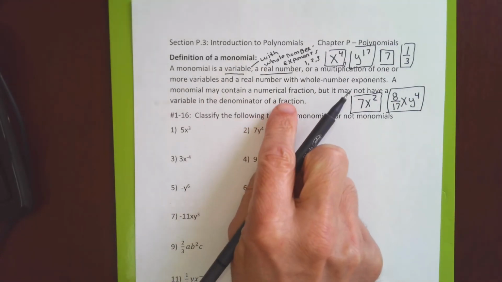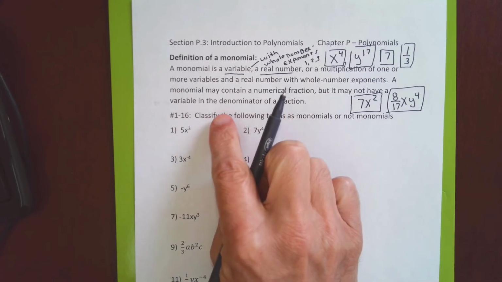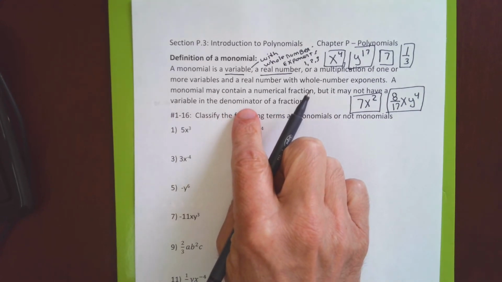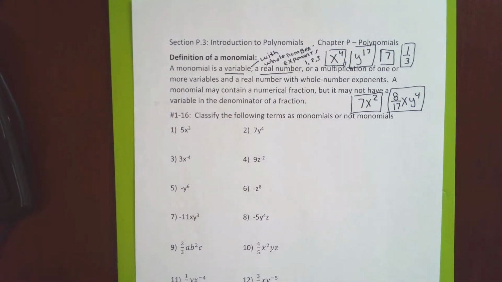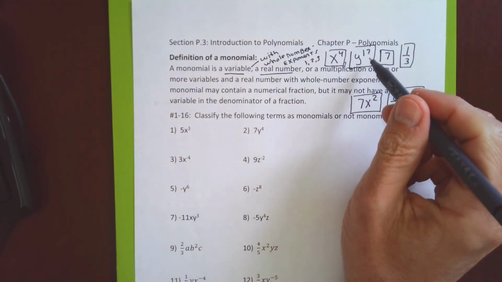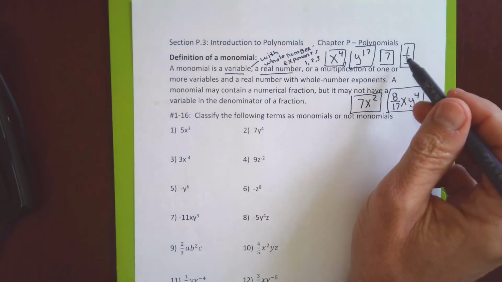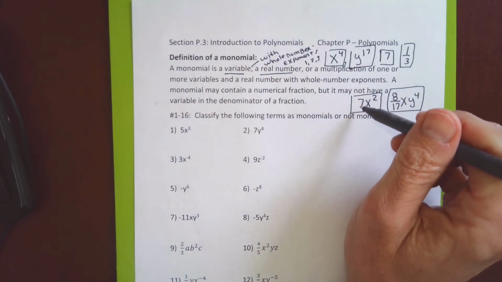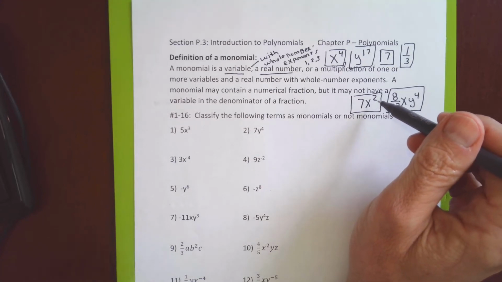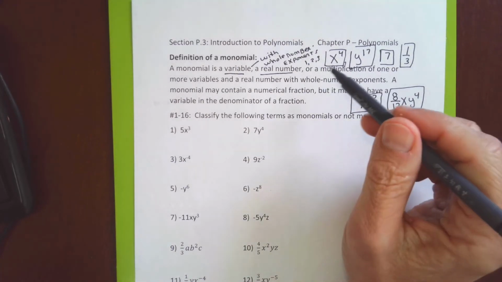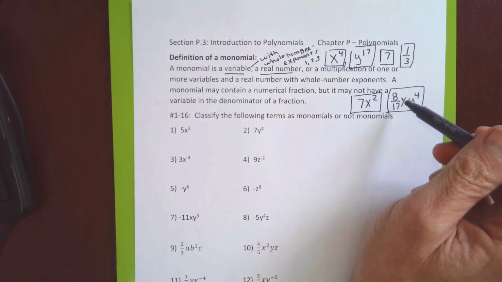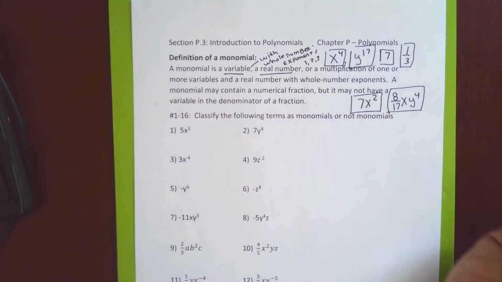A monomial can have a fraction, but it can't have a letter in the denominator of a fraction, nor can there be addition or subtraction signs between multiple terms. So a monomial is as simple as we can get: a single letter with a positive integer, whole number exponent, a single number without a letter, or a number multiplied by a letter with an integer exponent. They can have fractions, but the variables can't be in the denominator.